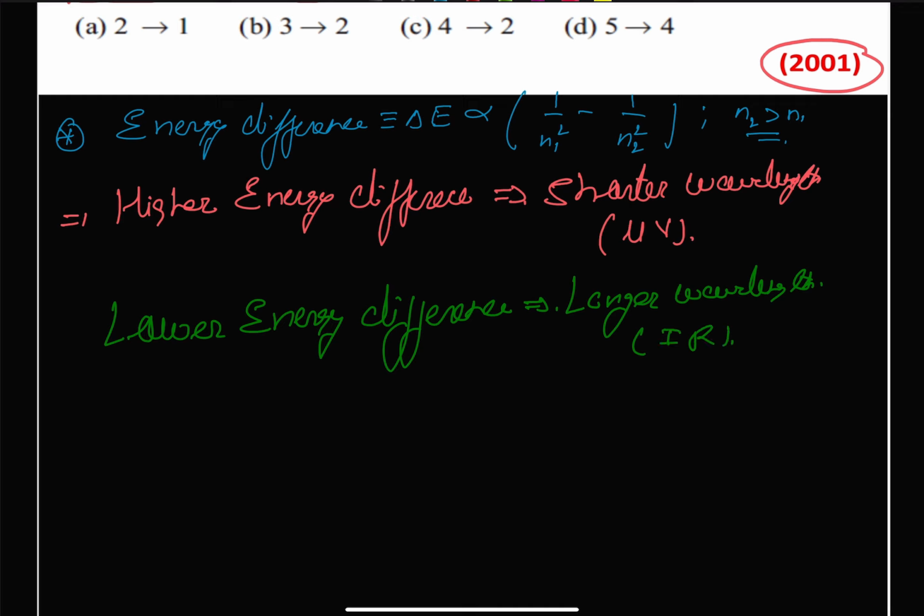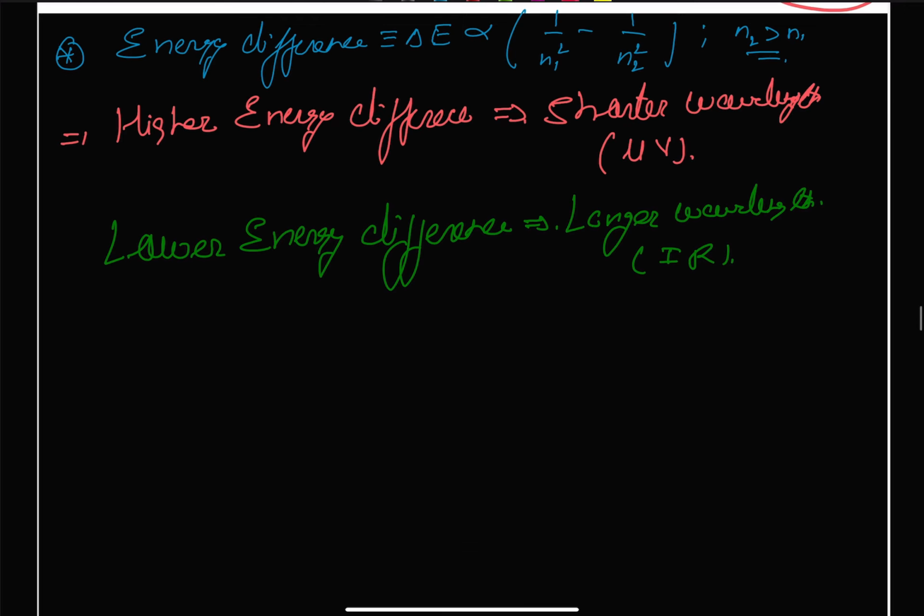And one by one we can check the given options A, B, C and D. So we start with option A, which states that it goes from 2 to 1. So our delta E will be equal to 13.6 times 1 square minus 1 upon 2 square, and this will be our 10.2 electron volt.